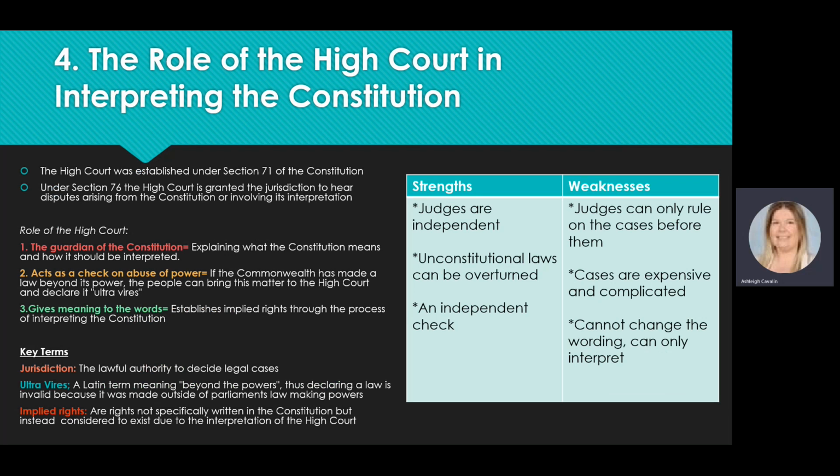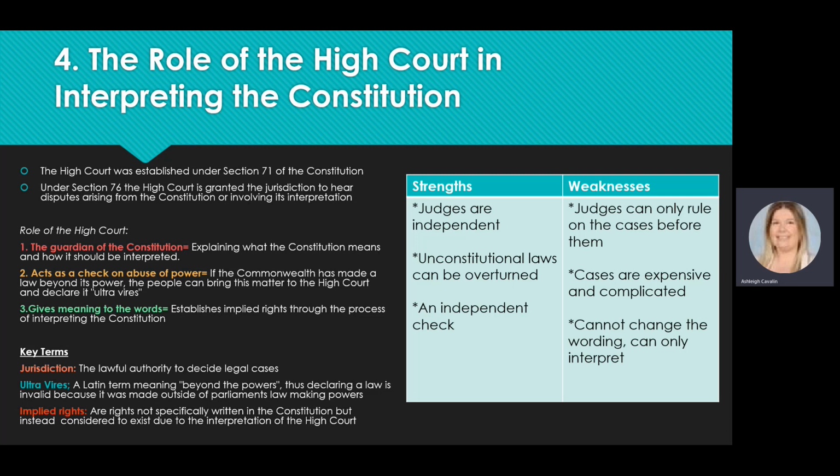Check number 4, the role of the High Court in interpreting the Constitution. So make sure you're able to explain that the High Court protects us through interpretation of the Constitution. Now, the High Court was established under Section 71 of the Constitution. Under Section 76, the High Court is granted the jurisdiction to hear disputes arising from the Constitution or involving its interpretation.